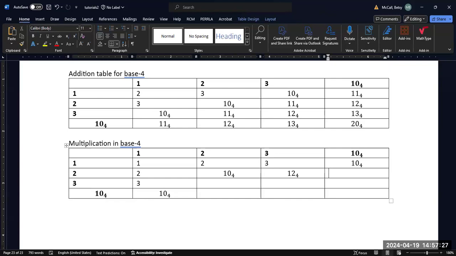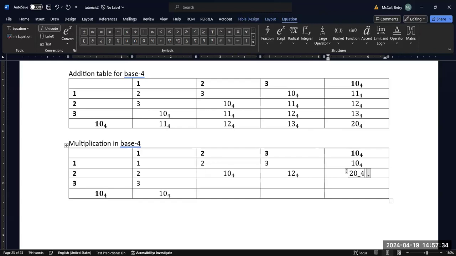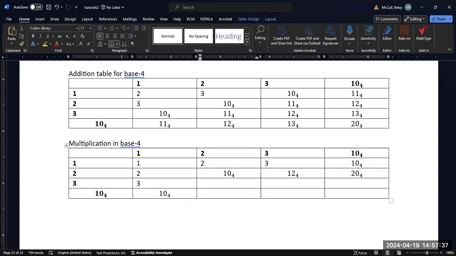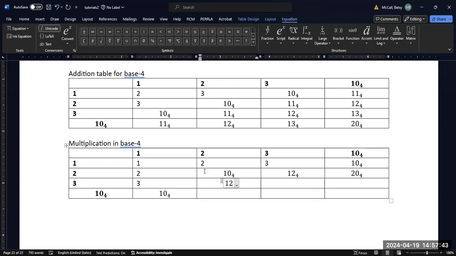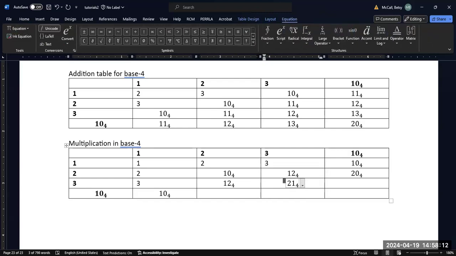What about 2 times 4? Well, 2 times 4 is 8. And this is going to be 2 copies of 4, which is 20. Now, we've already done 2 times 3, which is 1, 2. So we'll take that from 3 times 2 because 2 times 3 and 3 times 2 are the same thing. What is 3 times 3 in base 4? Well, 3 times 3 in base 10 is 9. How do I represent 9 in base 4? Well, that's 2 copies of 4 and 1 left over. So this is going to be 21.